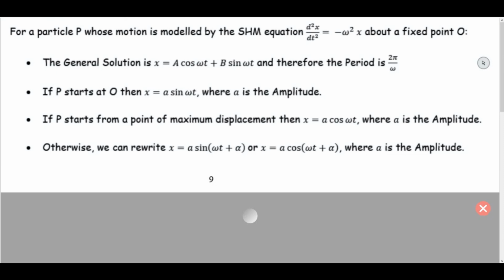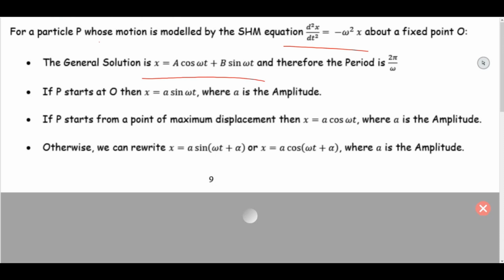SHM will always lead to a differential equation of this form: d2x by dt squared is equal to a negative constant times x. We can call the negative constant minus omega squared. x is the displacement, t is time. And this can be solved using further maths methods to give a solution of the form x is A cos omega t plus B sine omega t.